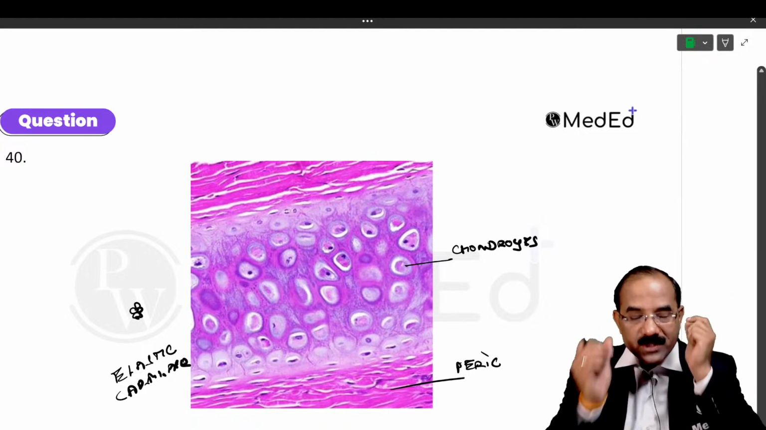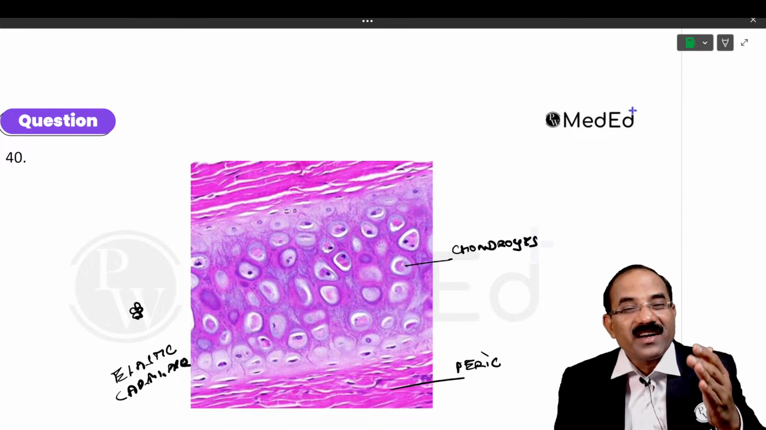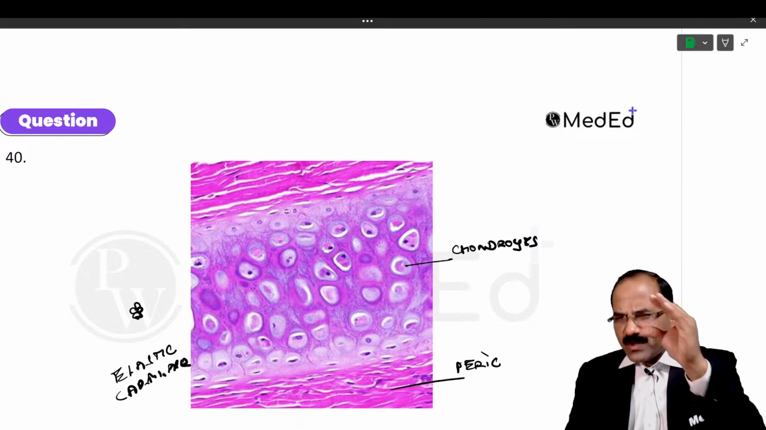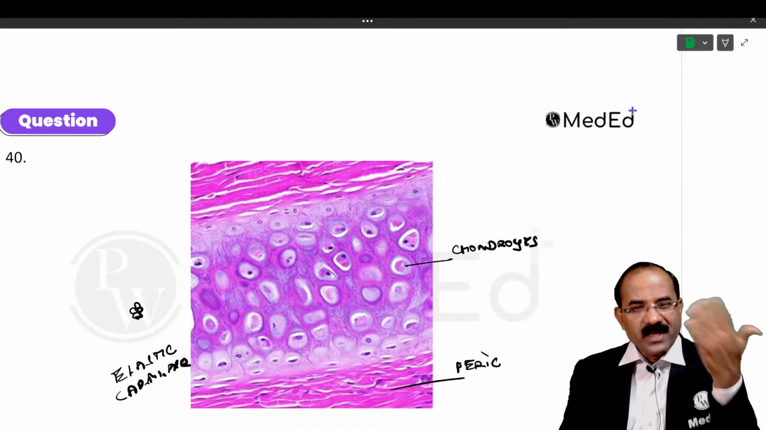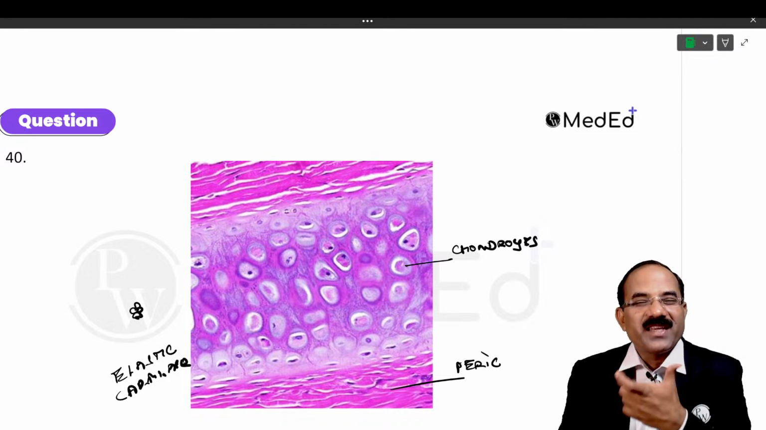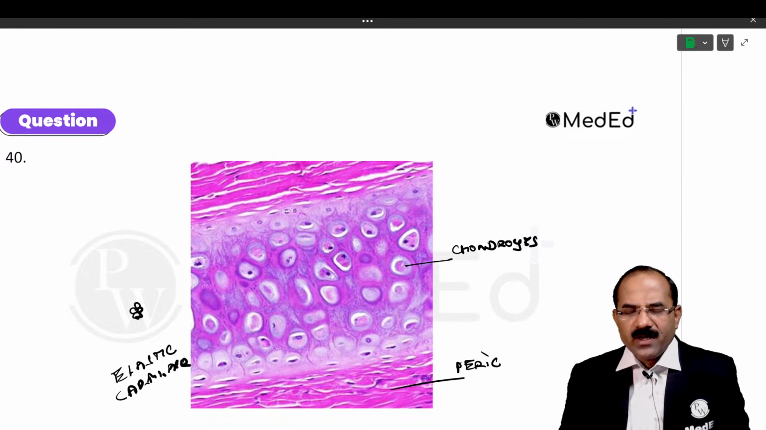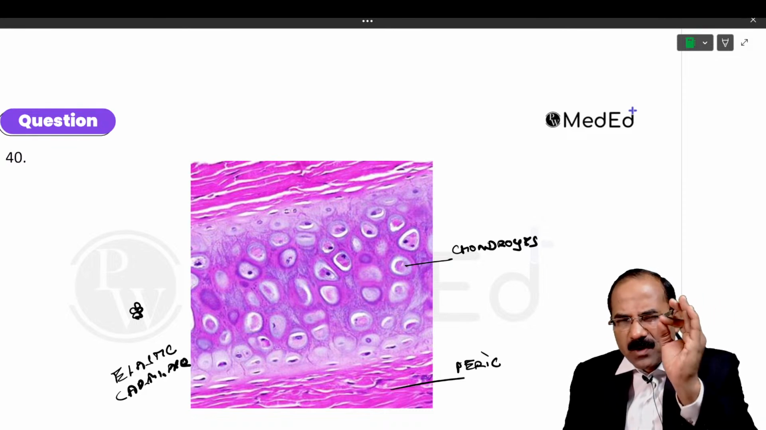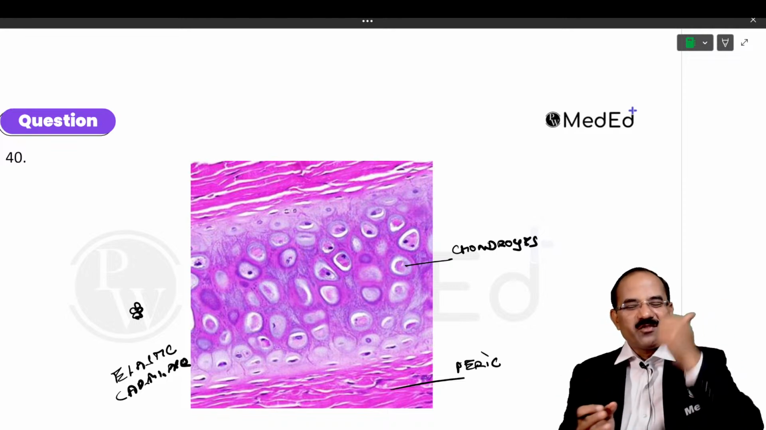What are examples of elastic cartilage? Pinna, epiglottis, right? Hyaline cartilage has perichondrium, chondrocytes in groups, and the matrix is amorphous. Examples of hyaline cartilage: the trachea, the thyroid, the cricoid, and very small chondrocytes. Perichondrium is absent. That is white fibrocartilage.